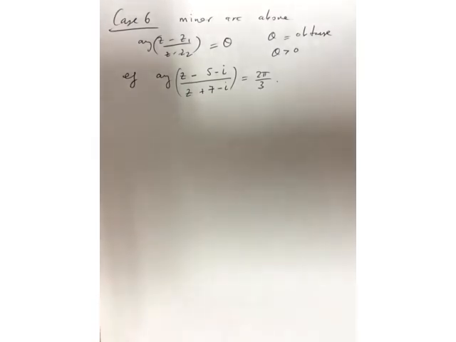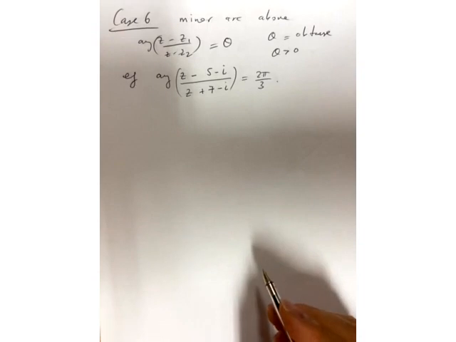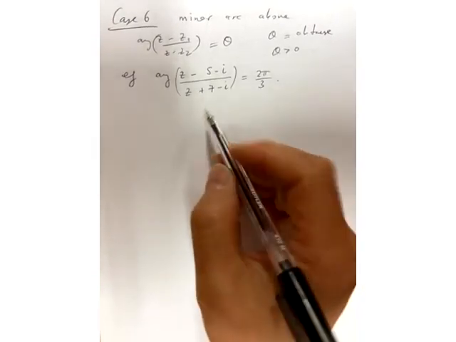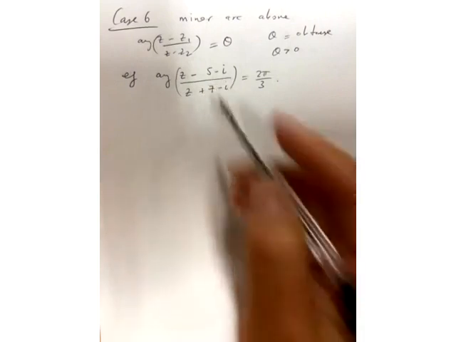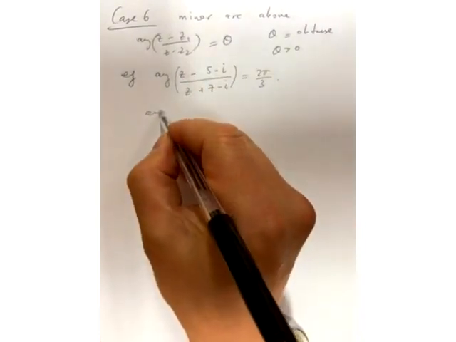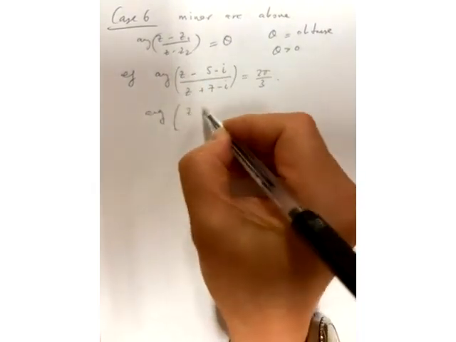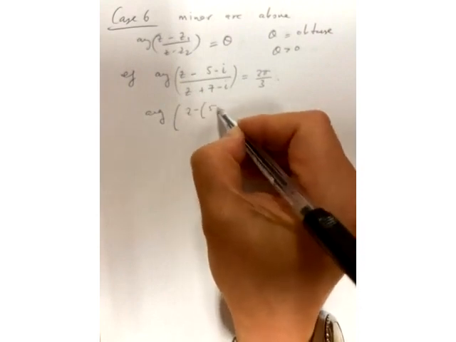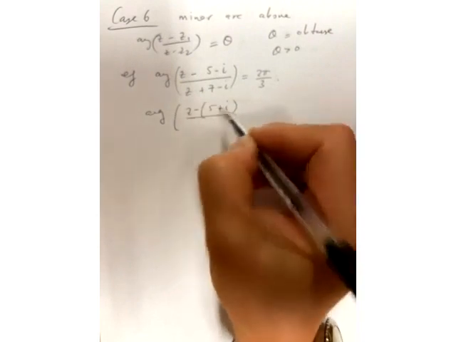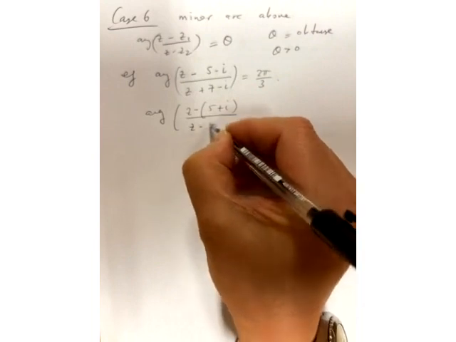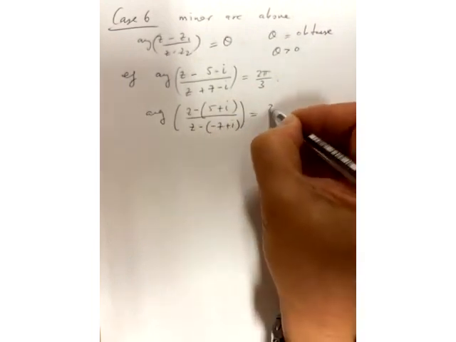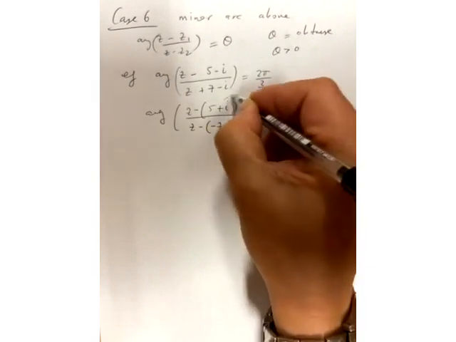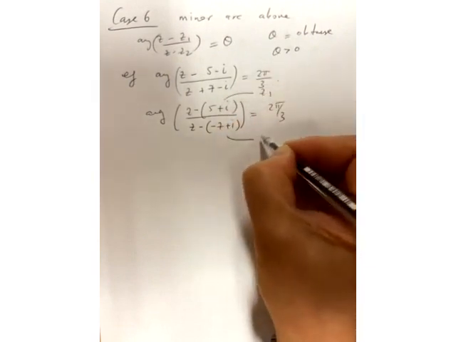All right, today we're going to look at case number 6, a minor arc above the interval. I've got an example here of arg of z minus 5 minus i. But you have to change that into the form arg of z minus z1, because at the moment it's not in the form of z minus z1. So you have to change it to z minus z1, and by doing that, this is your z1, this is your z2.